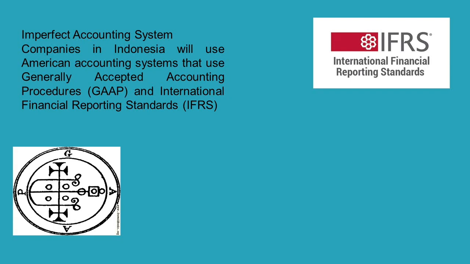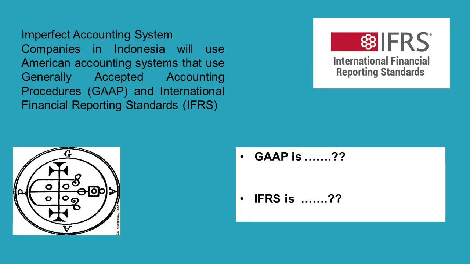Imperfect accounting system. Companies in Indonesia will use the American accounting system that uses Generally Accepted Accounting Principles, or GAAP, and International Financial Reporting Standards, or IFRS. Abida, could you explain what GAAP and IFRS are? I'll explain it. GAAP is the general standard of accounting for public companies that has been developed for many years and is used by businesses to organize their financial information into a concise record of accounting transactions in financial reporting and also disclosing certain supporting information. And IFRS is an international accounting standard used to organize and report financial information. It comes from a statement from accounting based at the London International Accounting Standards Board or IASB.